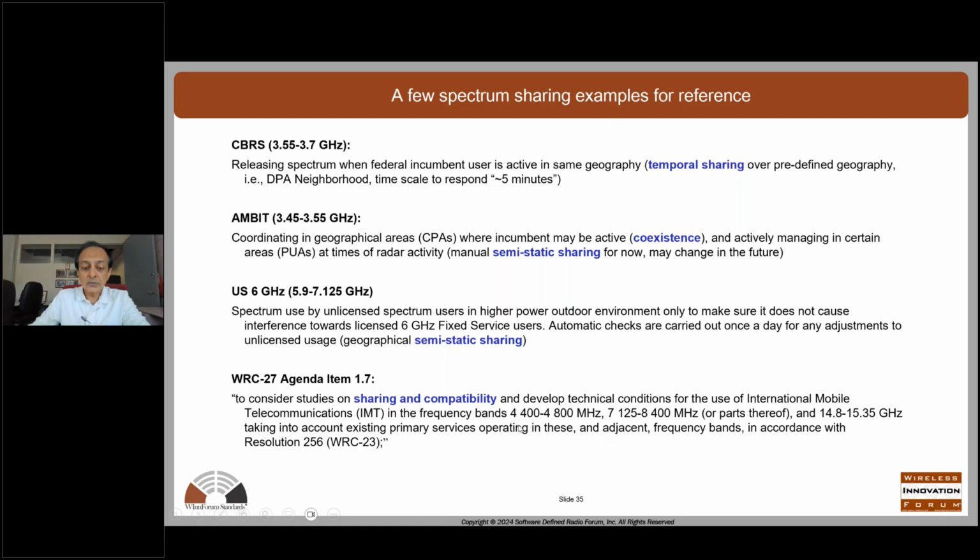For the US, of course, only 7.125 to 8.4 is applicable among these agenda items, because these other two are not applicable to the US. But the main concept that you're looking at in 3.1 to 3.45 will still be spoken of in the context of spectrum sharing. Next slide, please.